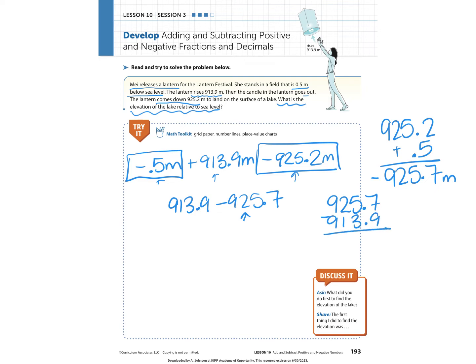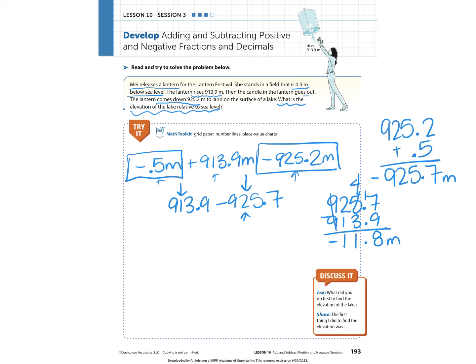913.9. I can't do 7 minus 9, so 5 becomes 4. 17 minus 9 is 8. 4 minus 3 is 1. 2 minus 1 is 1. So is it positive or is it negative? I had 913 positives and 925 negatives, so this is negative, okay? So this is a negative 11.8 meters.